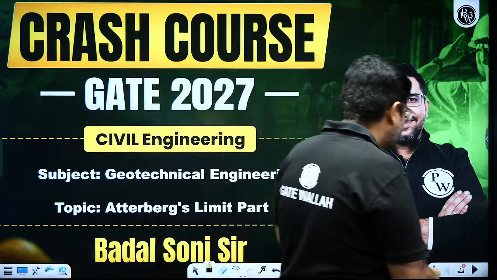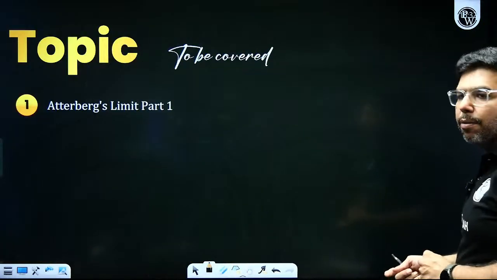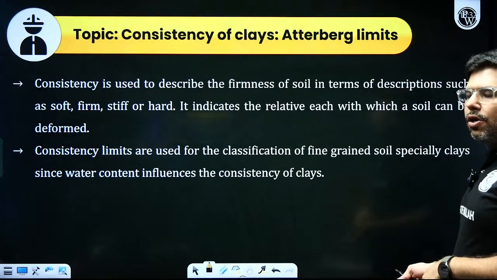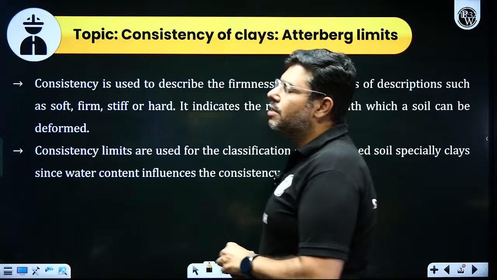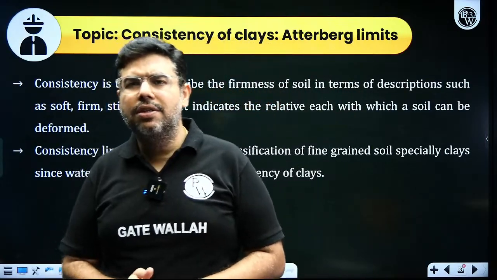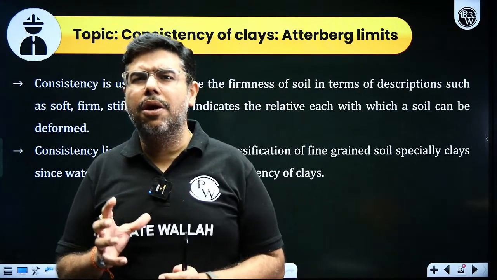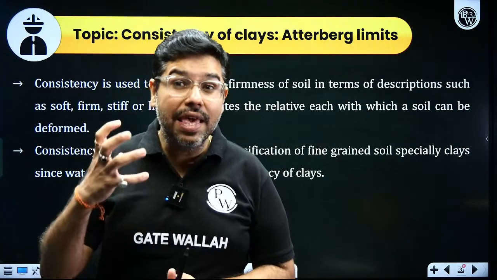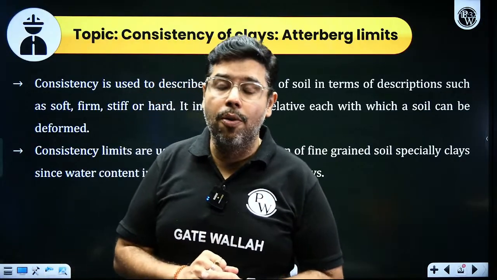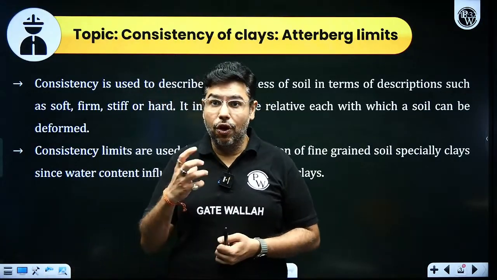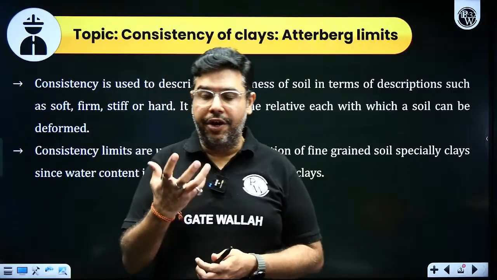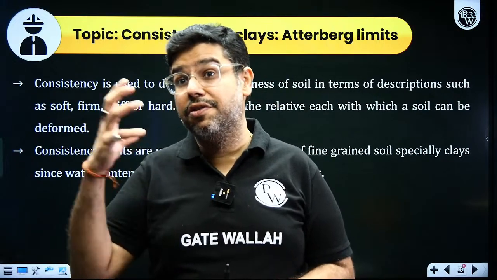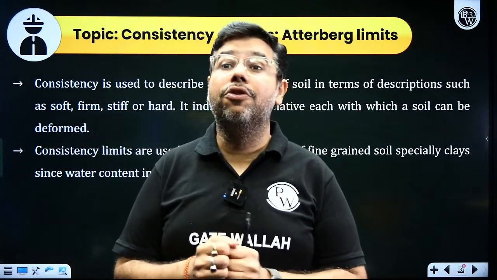These Atterberg limits are also known as consistency limits. So, how would you define consistency of a soil? Consistency is nothing but the measure of firmness of the soil. It measures the ease with which we can deform the soil. If the soil is soft, you can deform it easily. If the consistency is stiff, you will have to apply more energy to deform it.